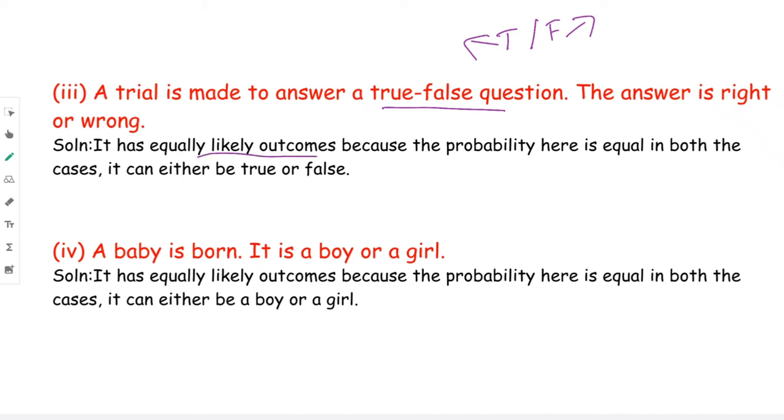Clear? Now let's go to 4. A baby is born. It is a boy or a girl. This is also an equally likely outcome. Why? Because boy or girl, either one of them is going to be born. So once again, it has an equally likely outcome.